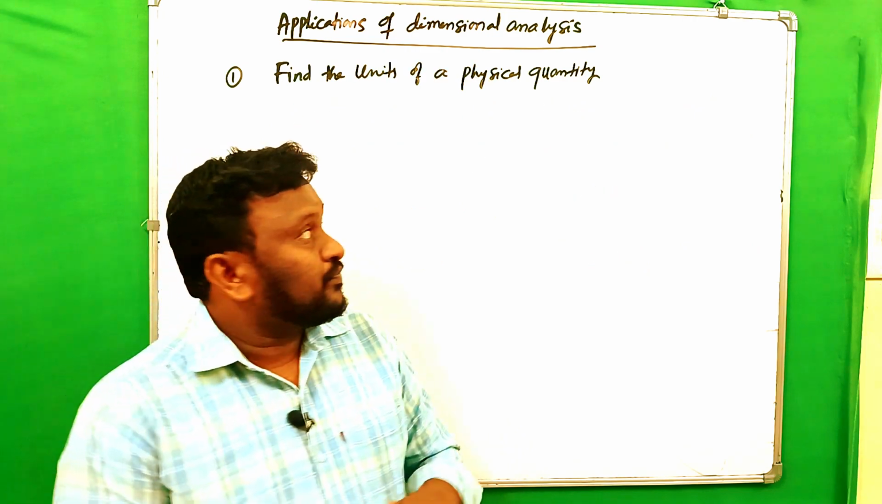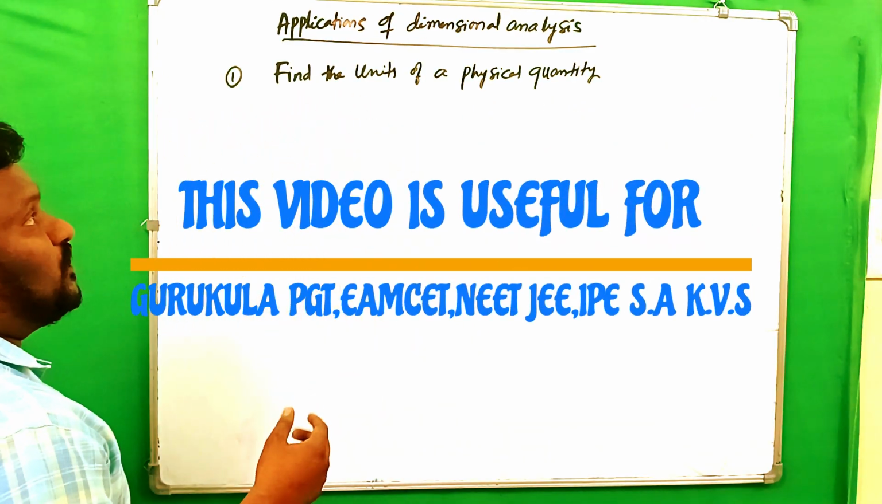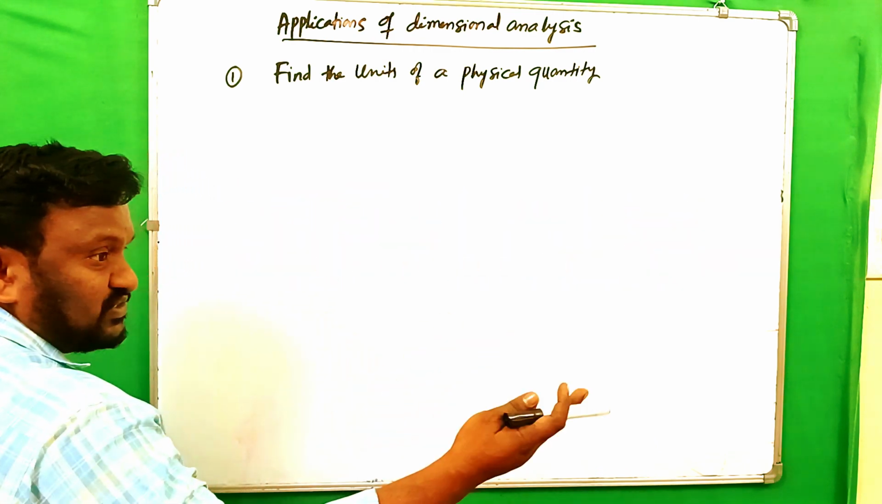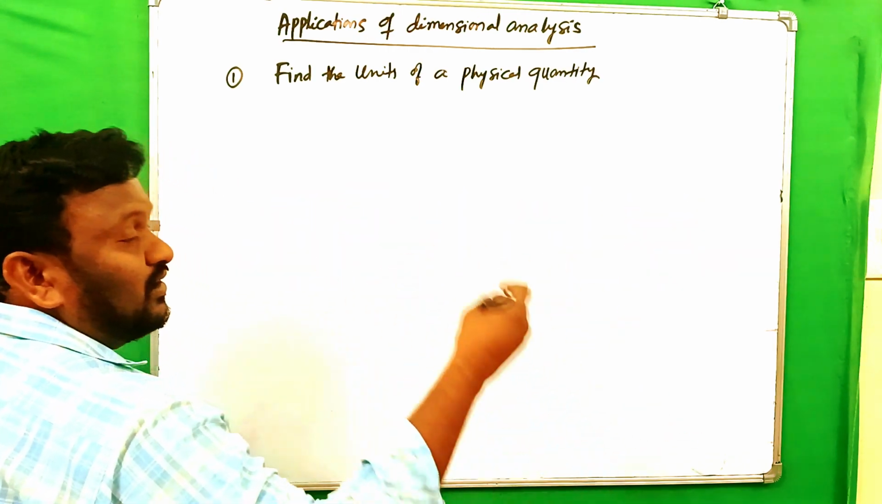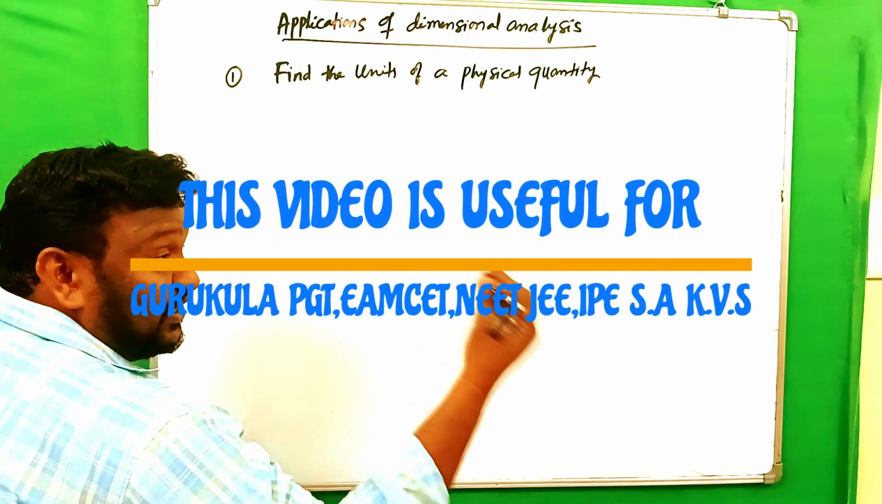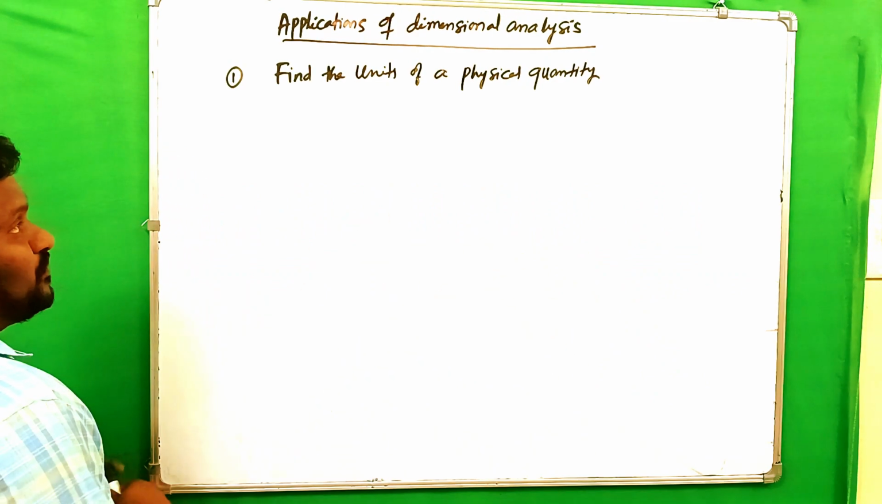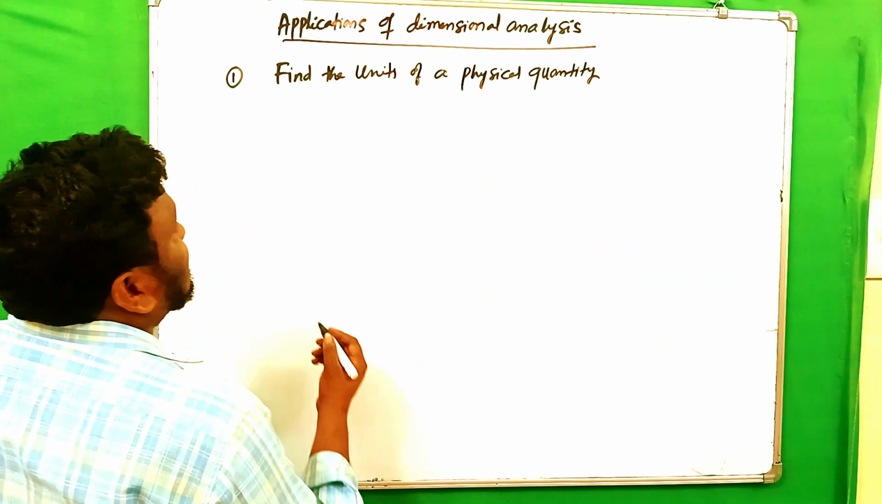See the first one, find the units of a physical quantity. How can we find out the units? In the previous video we already discussed how we can derive the dimensional formulas and how we can write the units of a physical quantity by using dimensional analysis. We clearly discussed that one. So again I am giving one more example for you.